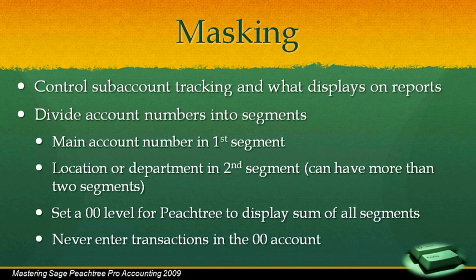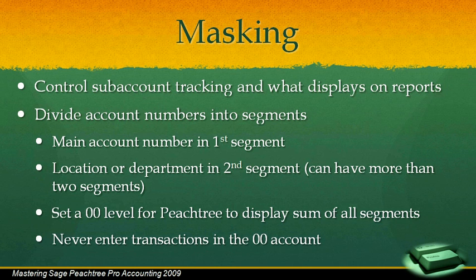But maybe the California branch is 40,100-01, and the Oregon department is 02, and the New York is 03. So you're going to use the main account number in the first segment. That's kind of the common denominator. And then you can have locations or departments in the second segment. And you can even have more than 2 segments. Maybe the second segment is for department and the third segment is for location. You see how you can get very detailed here.